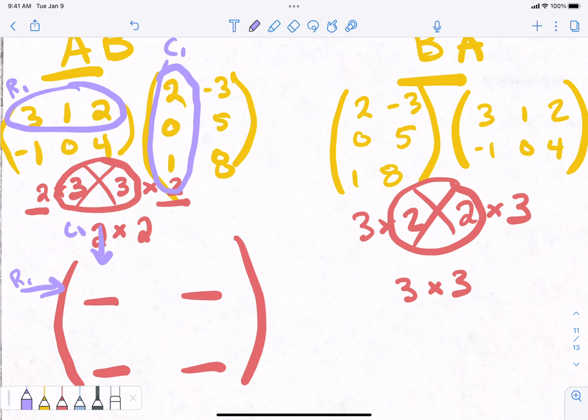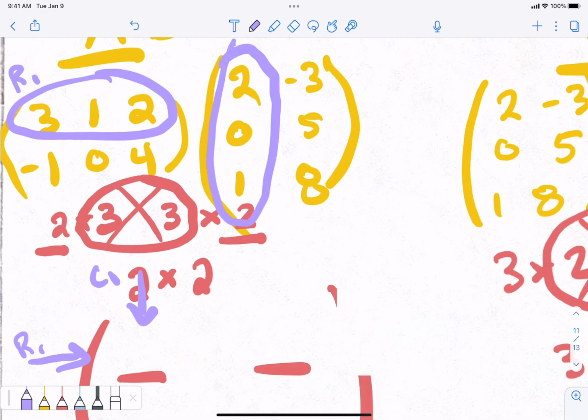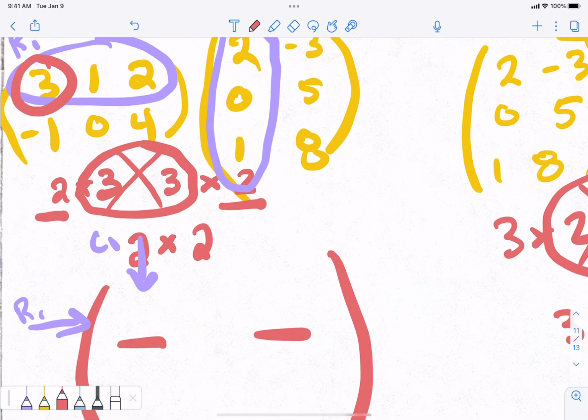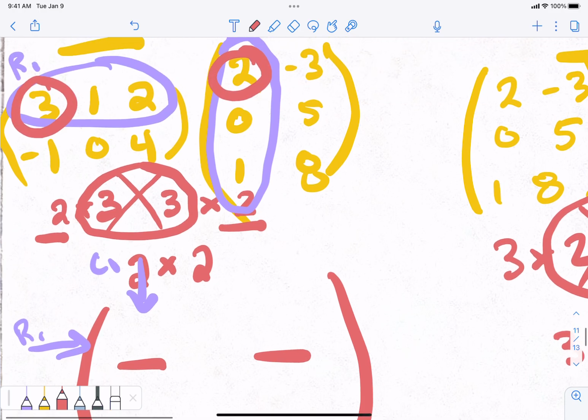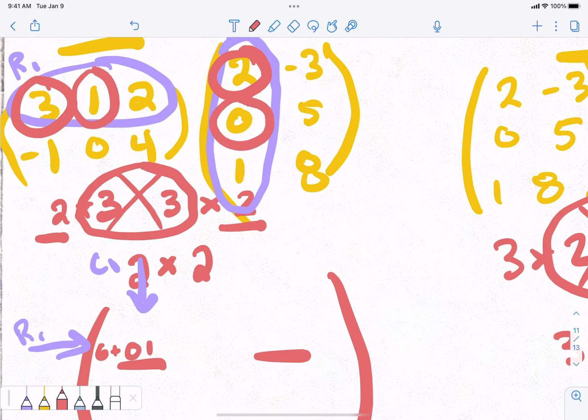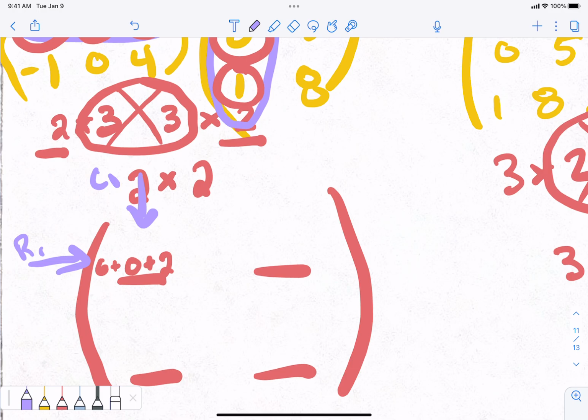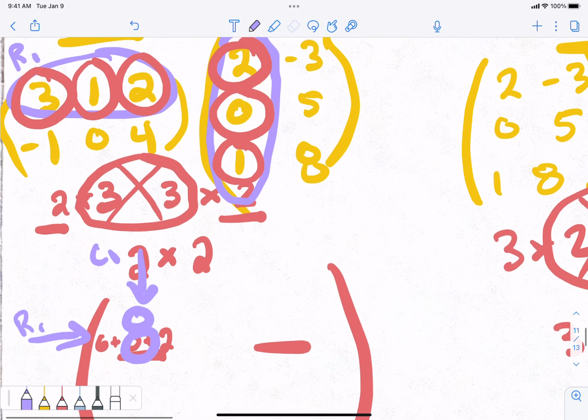Ready? Okay. When we're multiplying these together, I start by doing 3 times 2, which is 6. And I add that to 1 times 0, which is 0. And I add that to 2 times 1, which is 2. And what is 6 plus 0 plus 2? 8. 8 goes in this cell. Okay? All right, now we're going to do another one. Let me get rid of all my junk here.